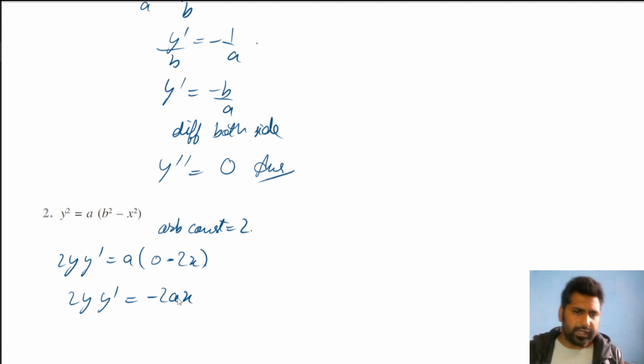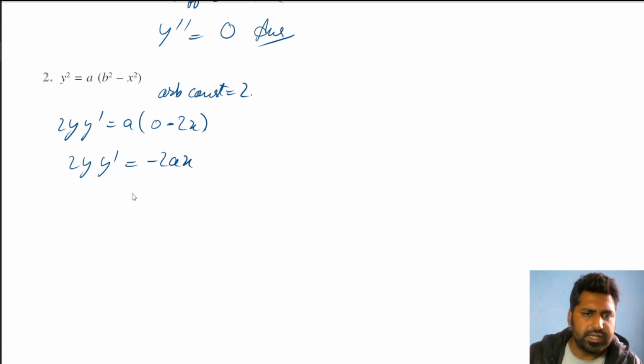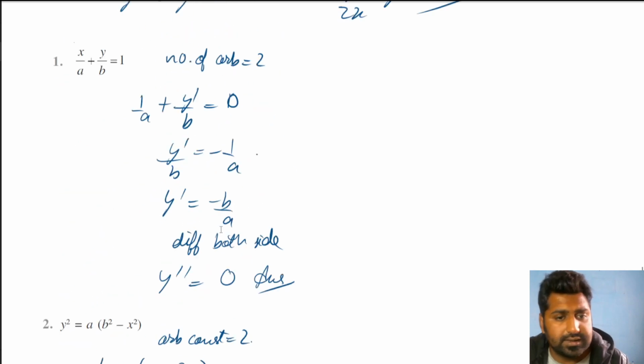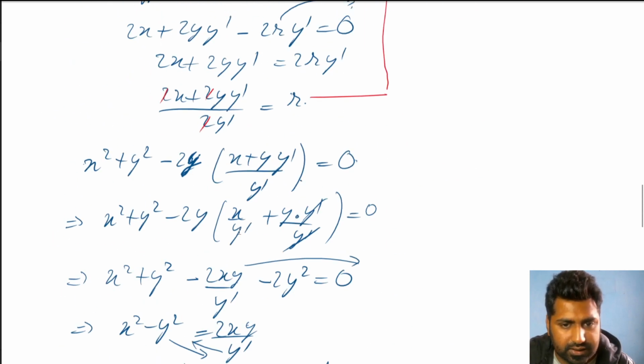Now we have to eliminate a. The idea is, if a constant alone is present, we can differentiate. So take this x in the denominator, and cancel this 2. So y dash upon x is equal to minus a. If we differentiate both sides, now a also will be eliminated. This is the same expression, y dash by x.